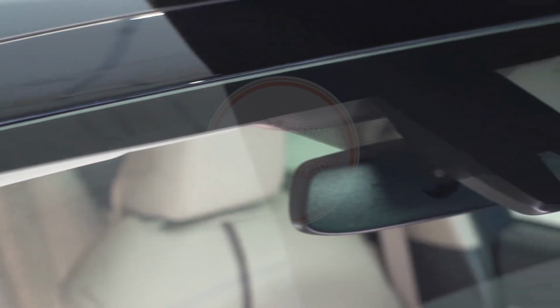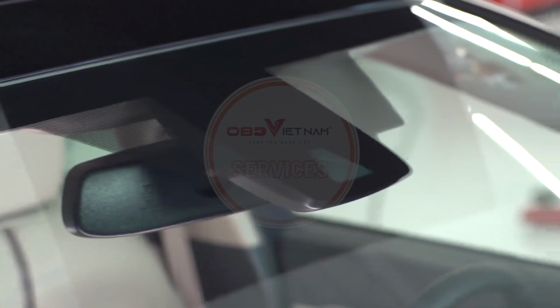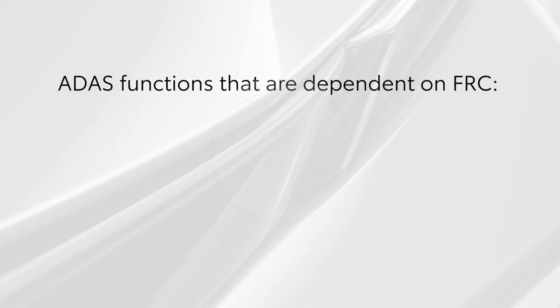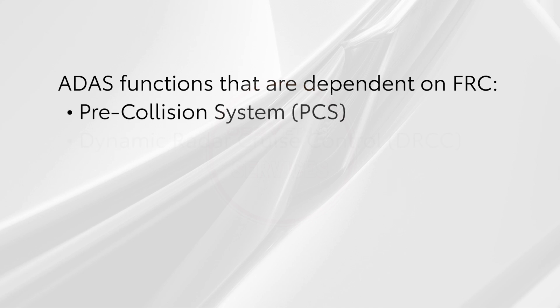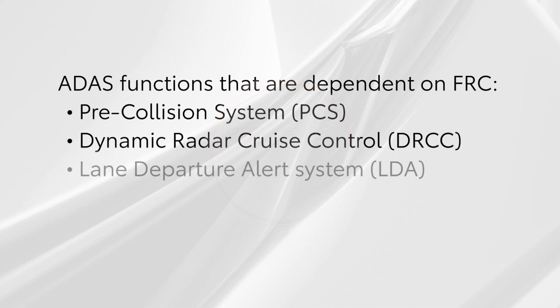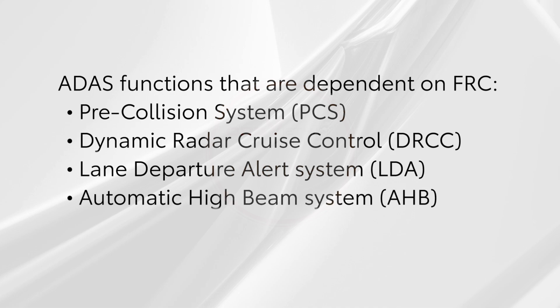The front recognition camera, or FRC, is mounted at the top center of the windshield, and it's an important input sensor for several different ADAS systems. ADAS is an auto industry generic acronym that stands for Advanced Driver Assistance Systems. Some of the ADAS functions that depend on the FRC as an important input sensor are Pre-Collision System, or PCS, Dynamic Radar Cruise Control, or DRCC, Lane Departure Alert System, LDA, and Automatic High Beam System, AHB.